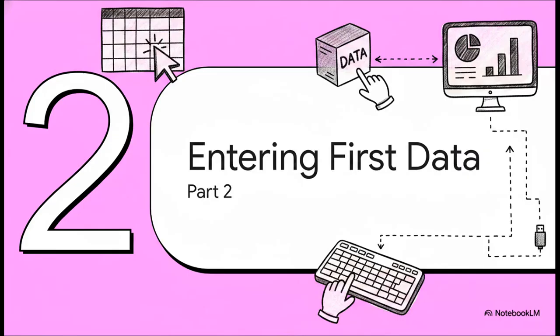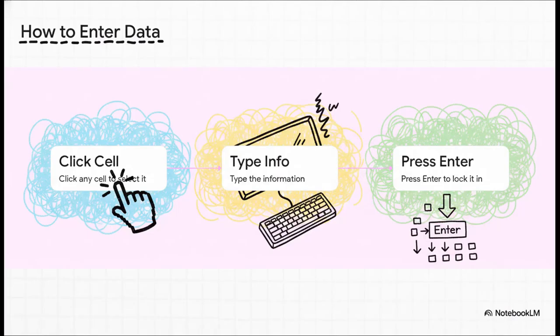Moving right along to section 2, entering your first data. This right here is the fundamental rhythm of Excel. It's just a simple 3-step dance. Step 1, you click any cell to select it. Step 2, use your keyboard to type the information. And step 3, you press the Enter key. That's really it. Pressing Enter locks that data right into the cell and usually bumps your selection down one row, so you're instantly ready to type the next piece of info.